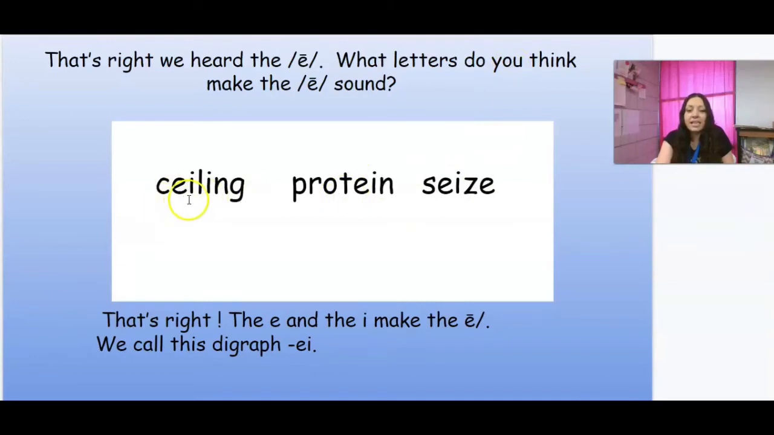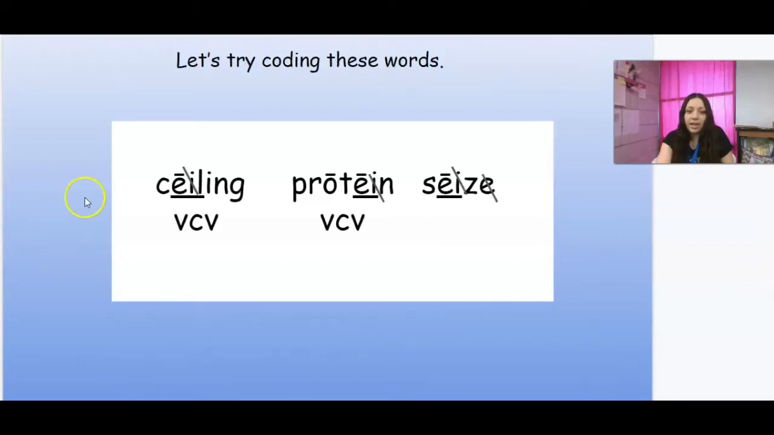Ready? Ceiling, protein, siege. What letters do you think it is? That's right, it's the E and the I. You do not hear the I. You have a long E sound, with an I. So we call this digraph EI. And so when we code digraph EI, when you hear it in these words, you hear that eeling. So it's a long E, silent I. So we underline it, put that macron on top of the long E sound, and cross off the I. Then we have protein and siege. Okay, so we have that EI that makes the E sound.